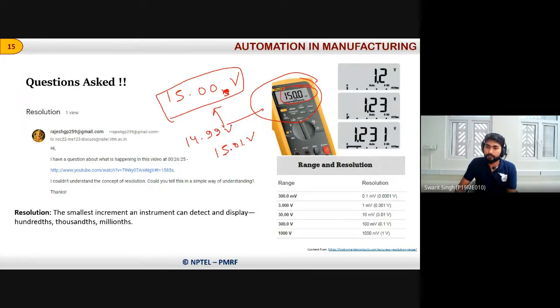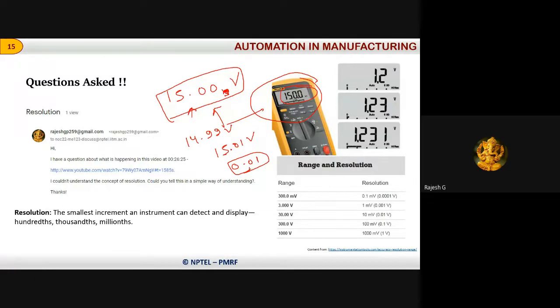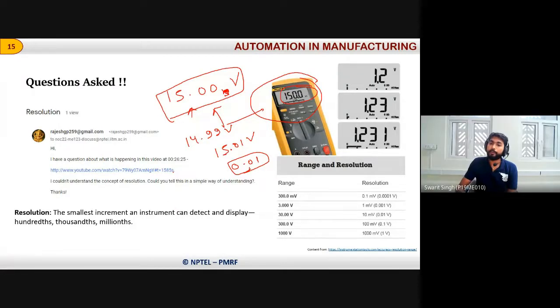So this is 0.01. This is the resolution of the system that is showing this kind of display, right? Have you got what resolution is? Yes, sir. It means the least value that an instrument is detecting and presenting as the result, right?